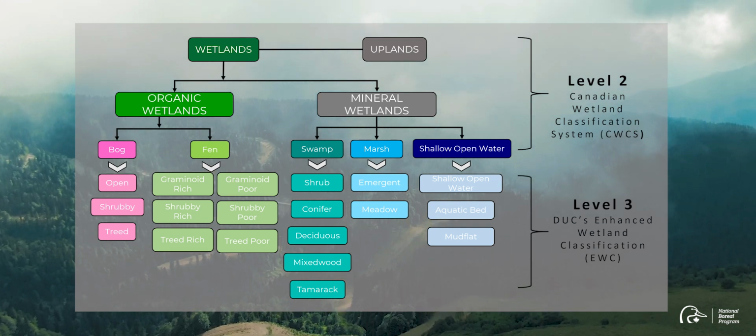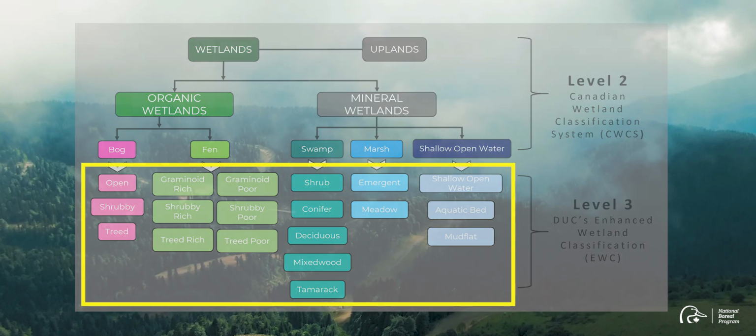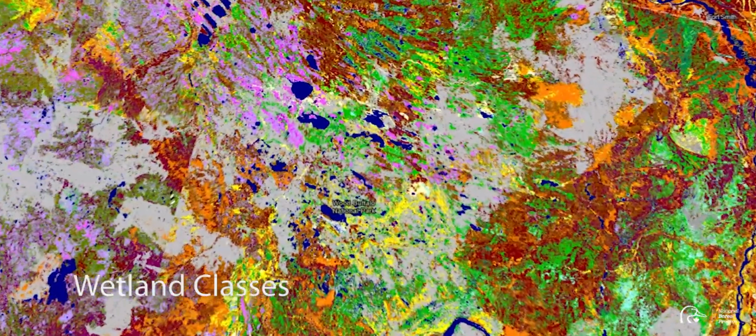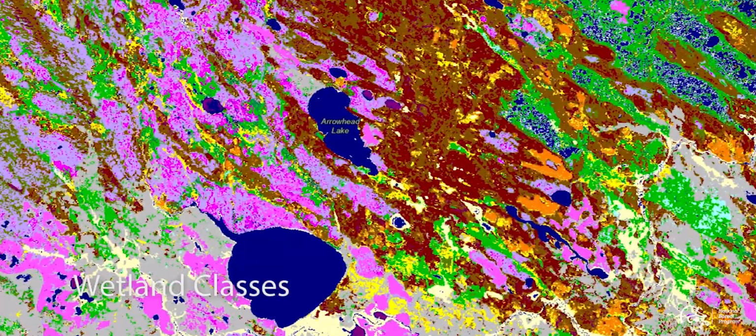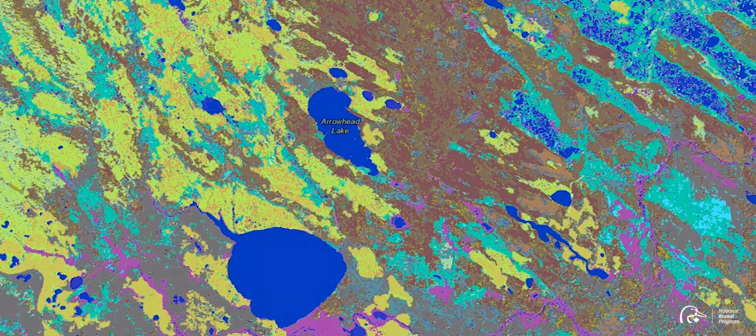However, DUC's more detailed wetland maps identify 19 different wetland types based on our unique classification system. These detailed maps are very useful for land use planning, wetland policy, and other important yet more complex conservation efforts. Each wetland class represented on this map reveals details about the ground, water, and climate that create it.